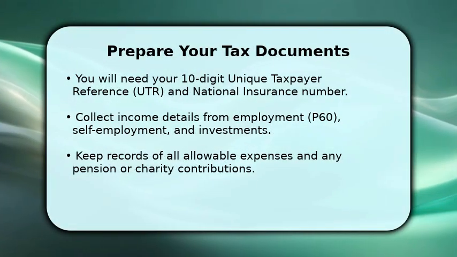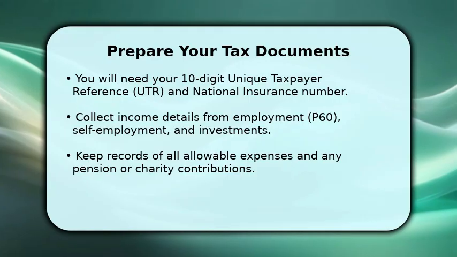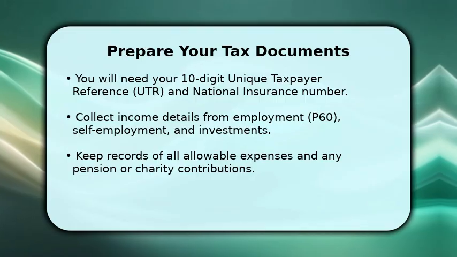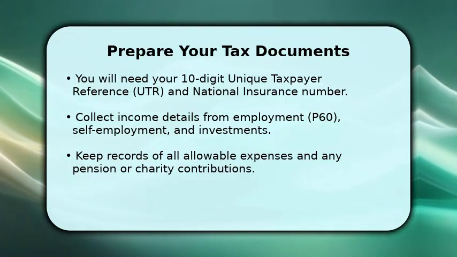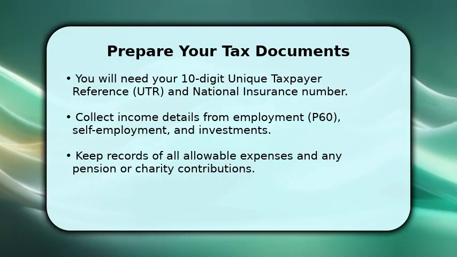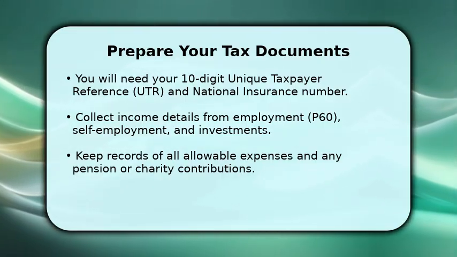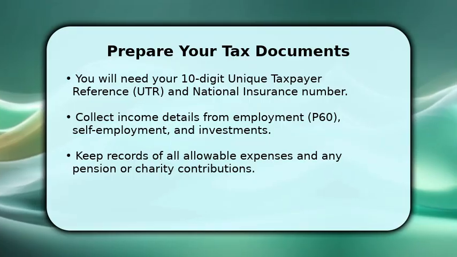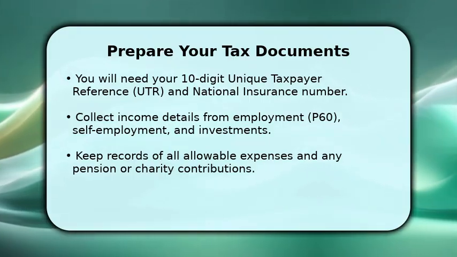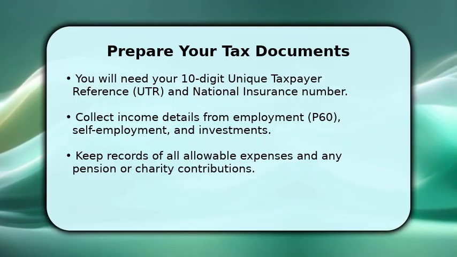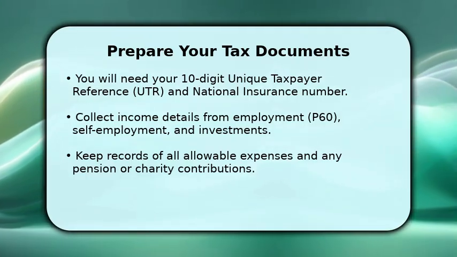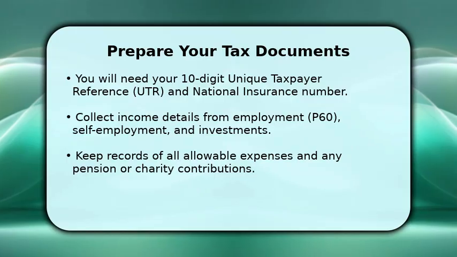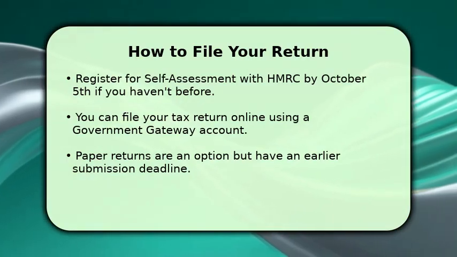Before you begin filing, gathering all your essential documents is crucial for a smooth process. Make sure you have your 10-digit unique taxpayer reference, or UTR, and your National Insurance number readily available. You'll also need comprehensive records of all your income sources, including any P60 forms from employers, self-employment earnings, and investment statements. Don't forget to compile details of all allowable expenses and any pension or charity contributions, as these can impact your tax liability. Once your documents are organized, it's time to file.